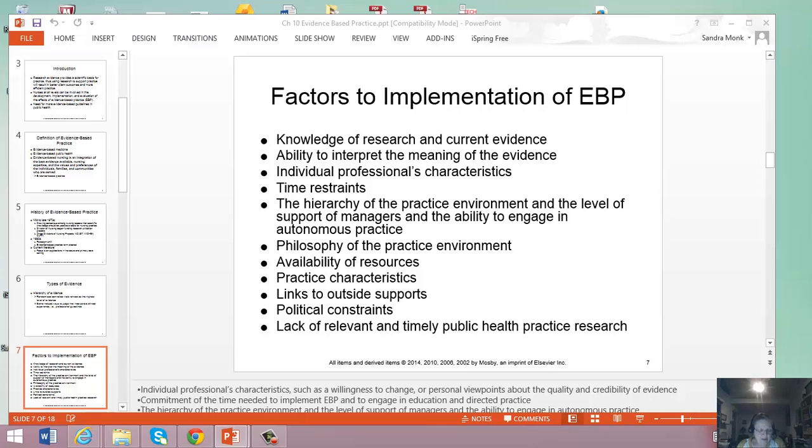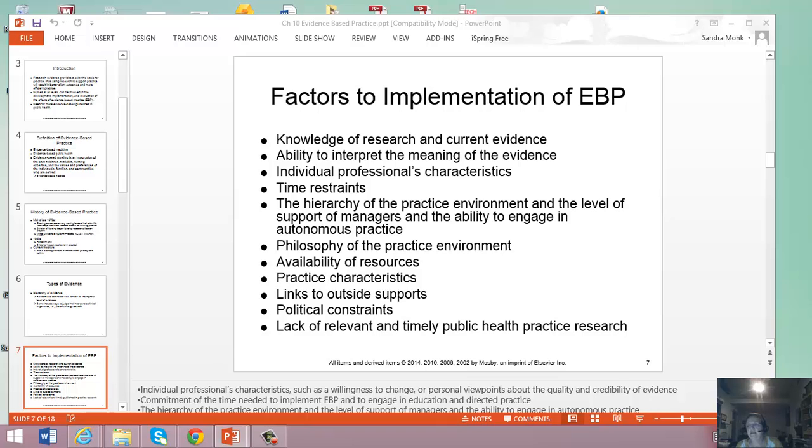Let's see. Also, time constraints. I mean, do you have the time to do this? And is time made in the clinical setting for people to be able to perform this type of research and investigation? The hierarchy of the practice environment and the level of the support of the managers and the ability to engage in autonomous practice. Is this an area that's very, very regulated? It could be difficult to do evidence-based research within the school system because of all the liabilities and protections for children, and also the hierarchy of that.